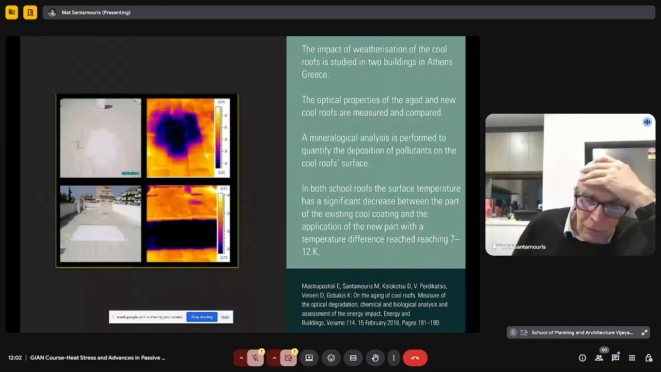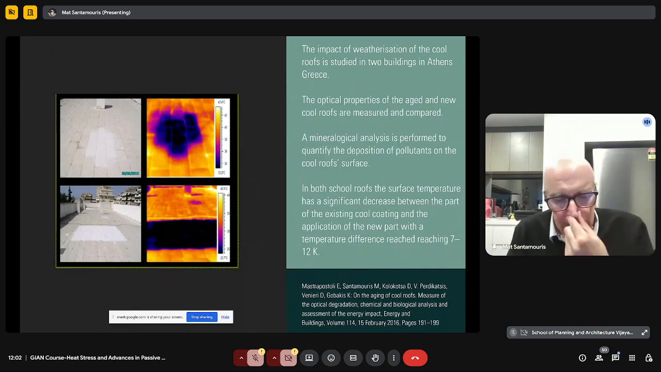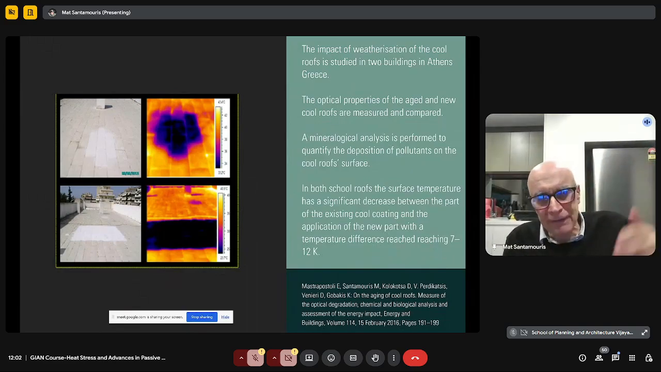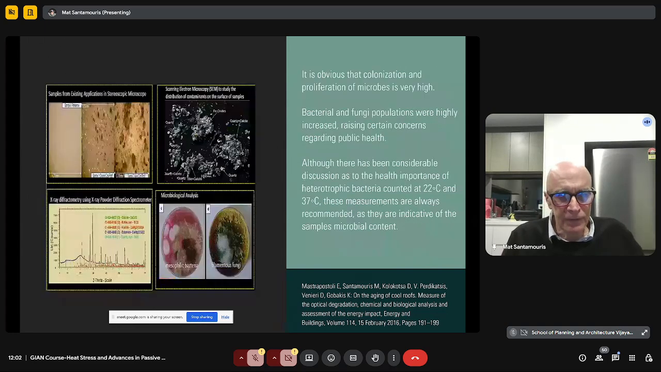This shows that cool roofs have to be maintained and at the same time have to be changed, or they have to improve their performance, every 3 to 4 or 5 years, depending on the material which is used.